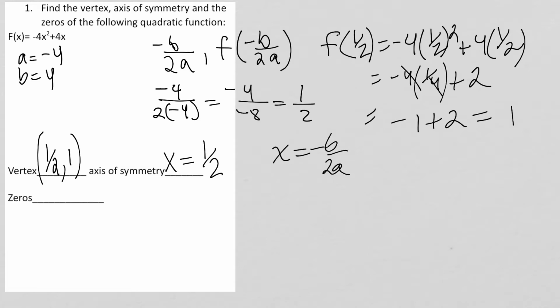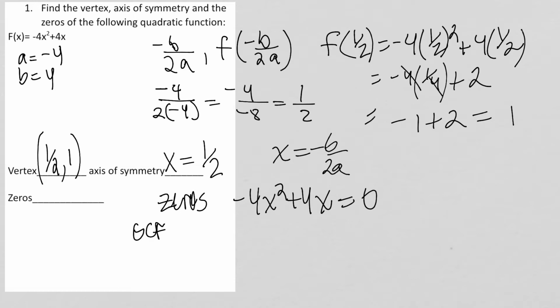To get the zeros for this quadratic function, I'm going to factor it. So let's make this equation equal to 0. This is not a trinomial. This is definitely GCF factoring. So I'm going to pull out a negative 4 and an x. And I'm left with, when I divide negative 4x into a negative 4x squared, I'm left with x.